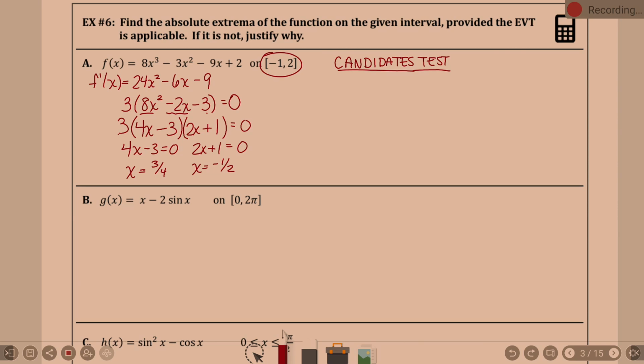Okay, so the candidates test is we're going to test our critical values and our endpoints. So basically I'm going to set up an XY chart, and I'm going to put each of those values on there. I don't know that it has to, but I tend to go in order. So -1 is going to be first, and 2 is going to be last. So -1, -1/2, 3/4, and 2.